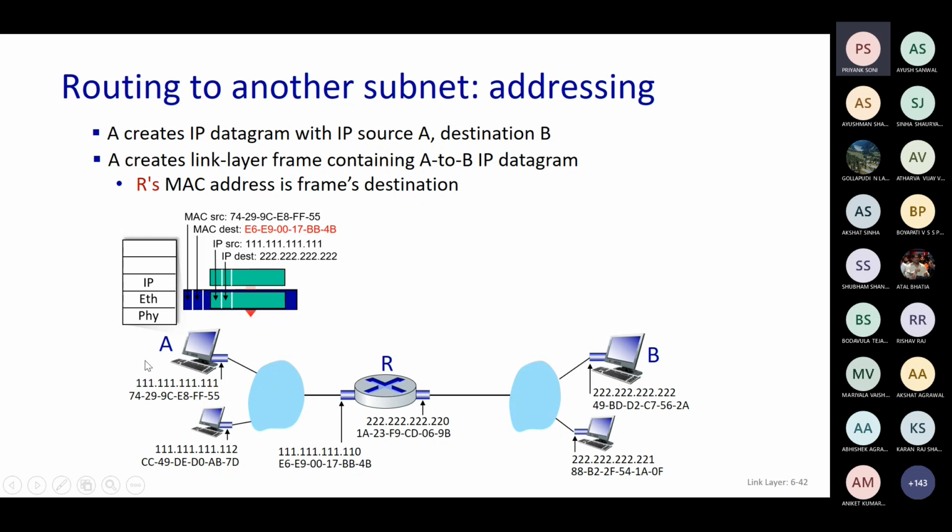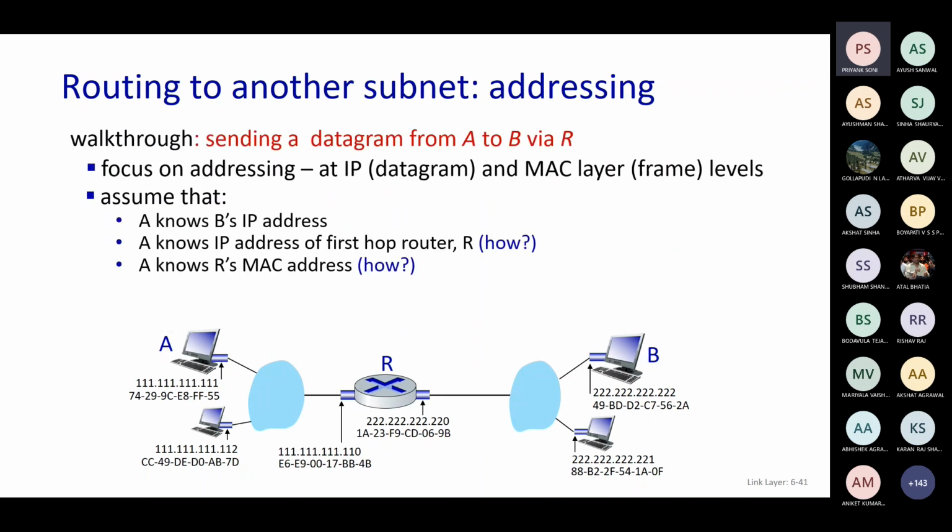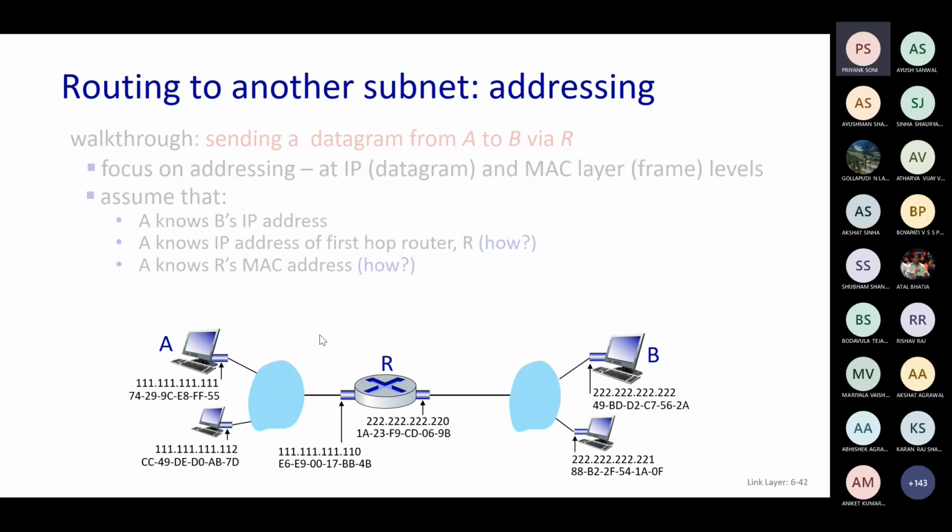A does not know the corresponding MAC address of B. But what does it know? It knows the router's connecting interface's MAC address. We have already assumed that in the last slide, if you remember. A knows R's MAC address. That means this interface's MAC address is known to A.